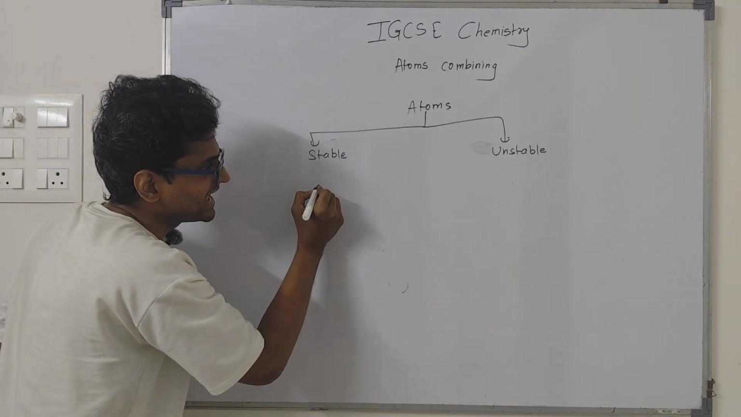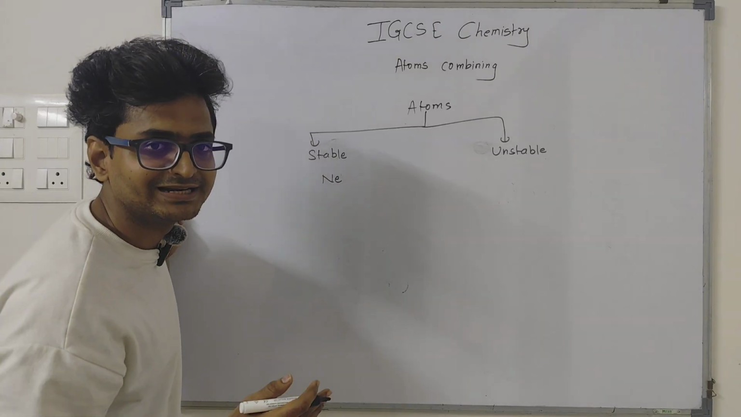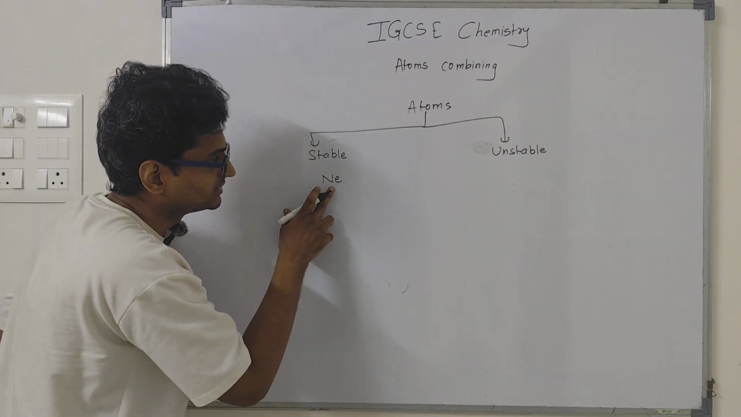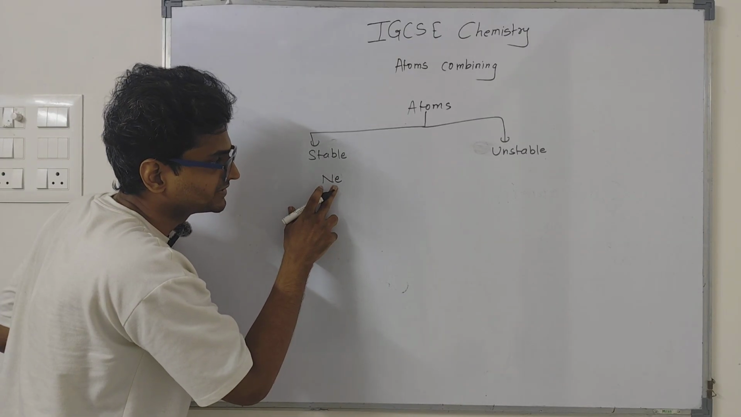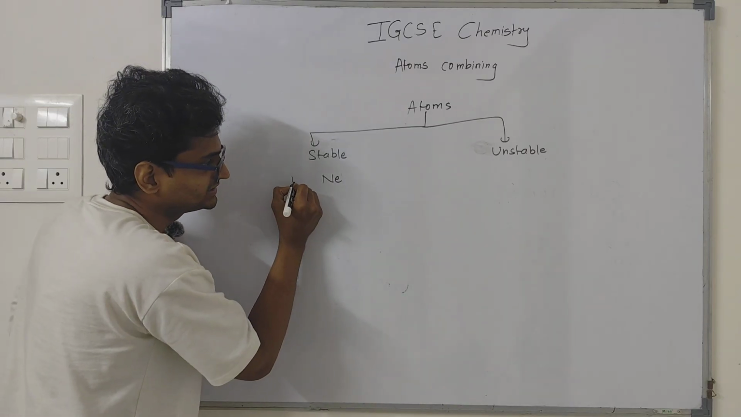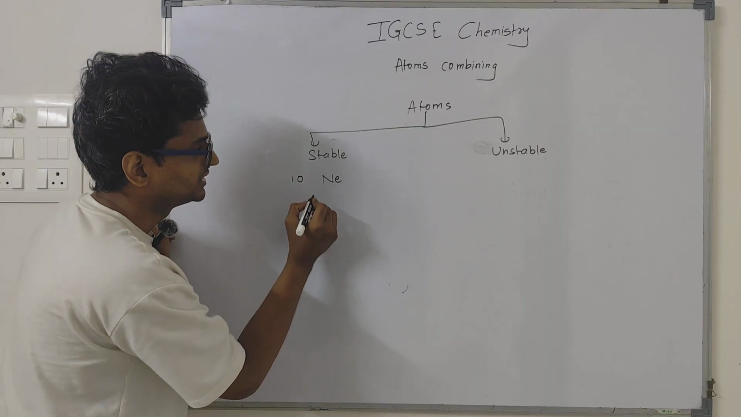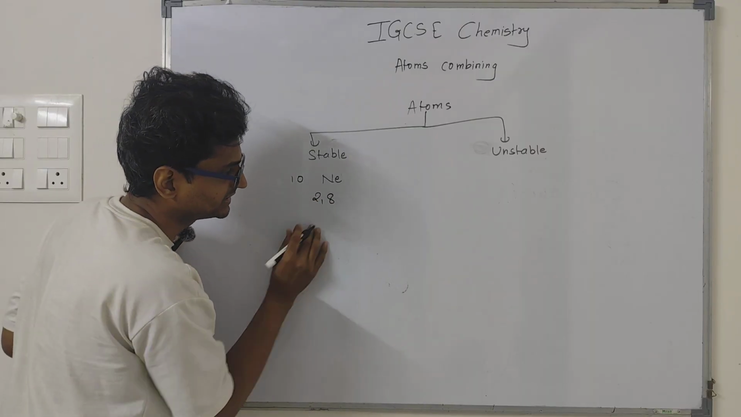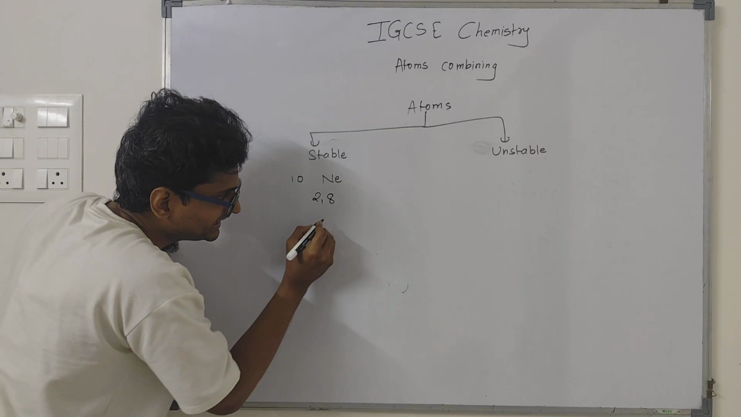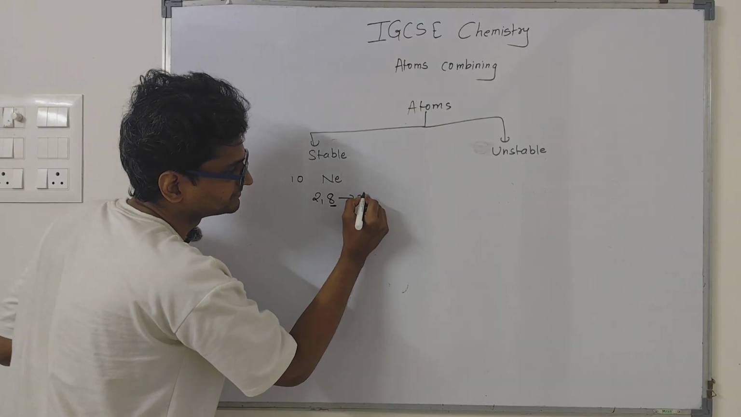Let's say I have neon. Now you must have learned in class 8 that the number of protons and electrons in neon, that is the atomic number, is 10. So it has 10 protons and electrons. If I write the electronic configuration, it will look something like this. Now if you see, it has 8 electrons in its last shell, so it's stable.